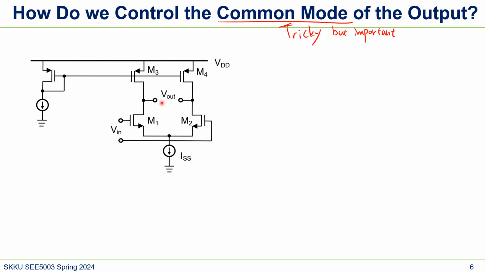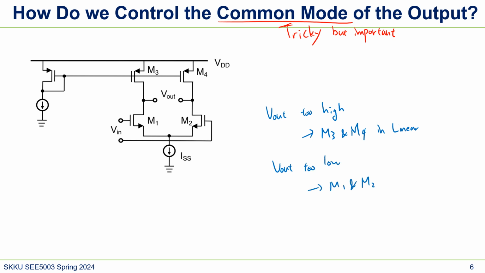So the Vout is actually really sensitive in this case, because this is just a MOSFET, and with PVT variation, or the input level can be changed. So these are not that well defined with only this circuit. For example, if Vout is too high, then M3, M4 will be in linear, or if Vout is too low, then M1, M2 in linear.